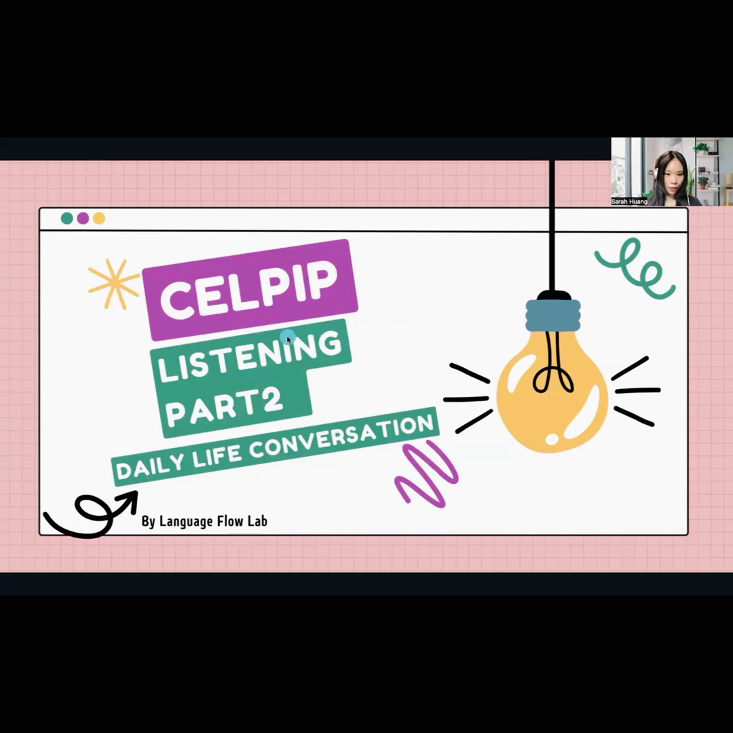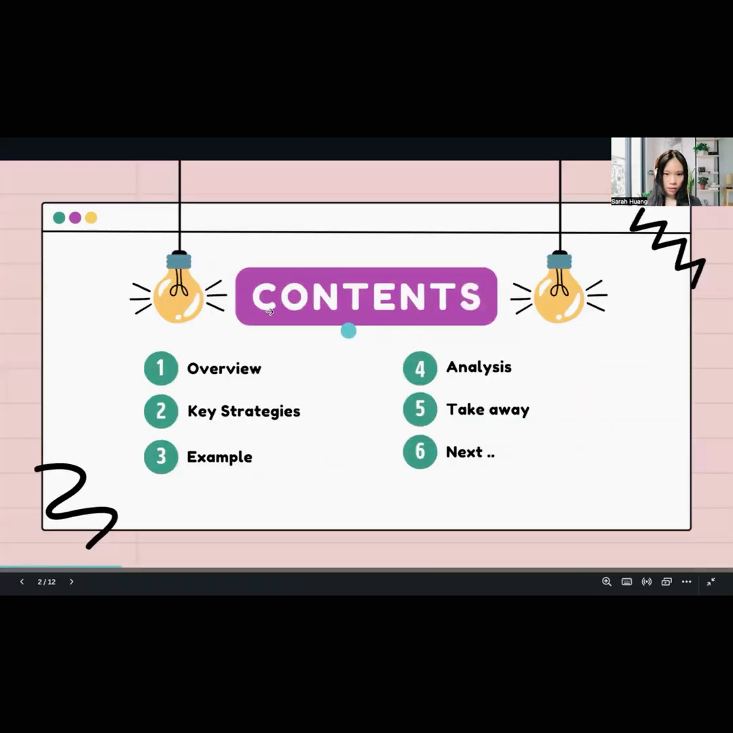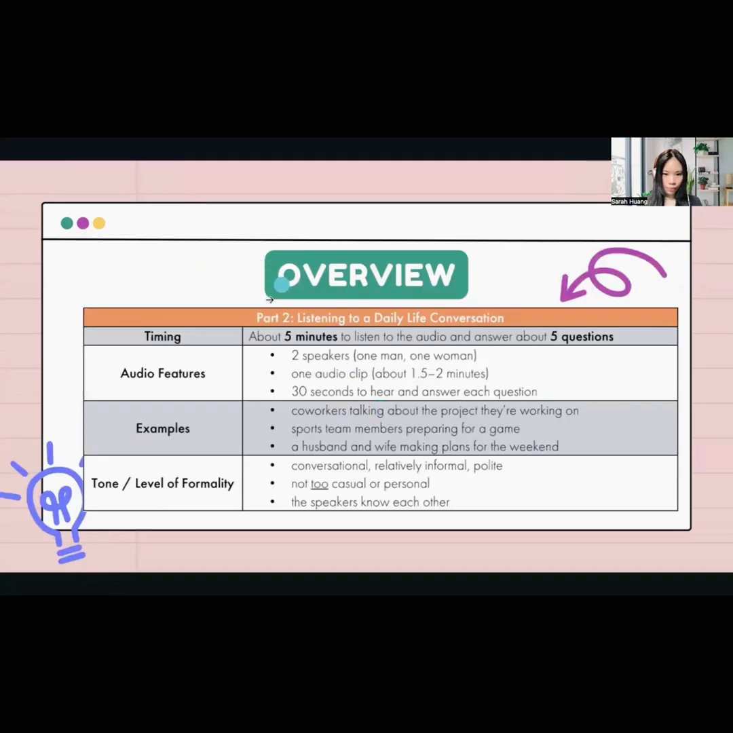CELPIP Listening Part 2 is about daily life conversation. So here's an agenda. First, we're going to go over an overview. Next, the key strategies. Then 2 sets of practice tests, an analysis, and some key takeaways. So here's an overview. For Part 2, you listen to a daily life conversation that lasts about 5 minutes, to answer about 5 questions.